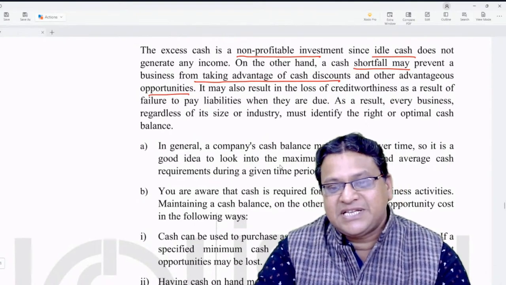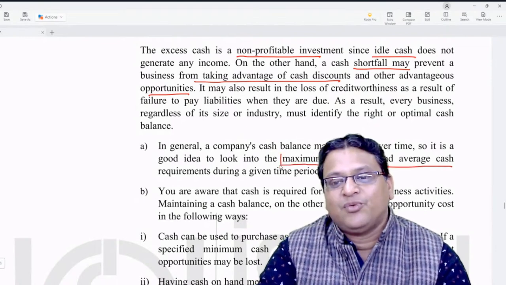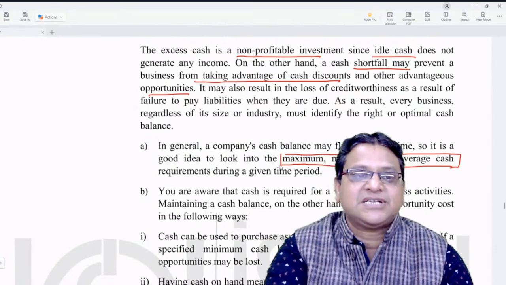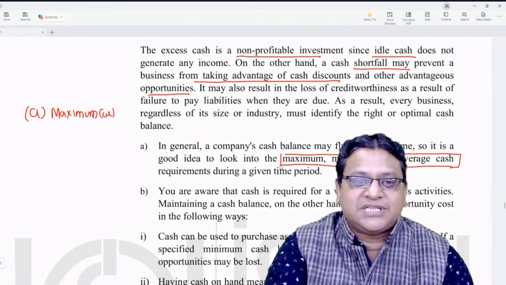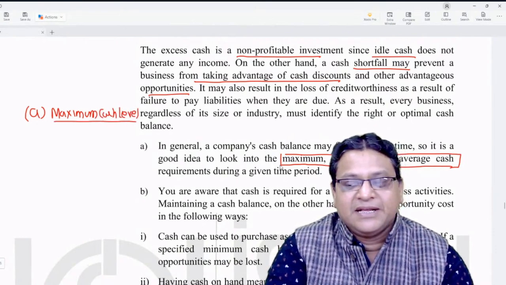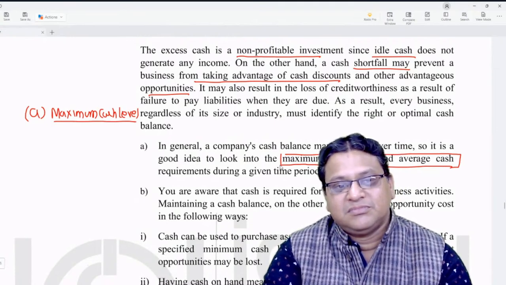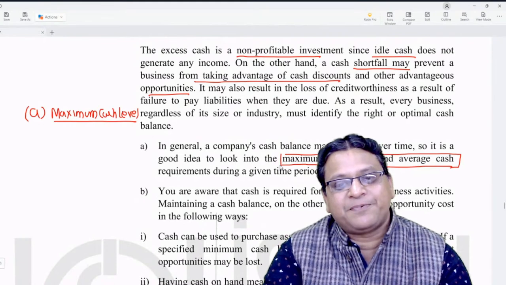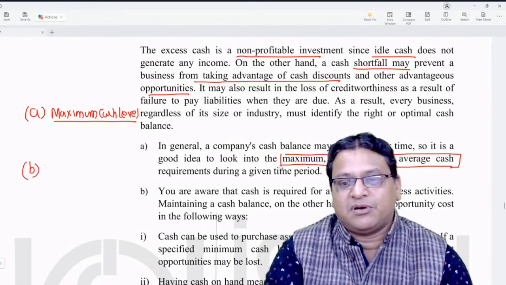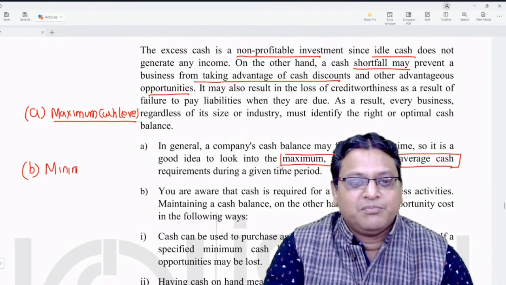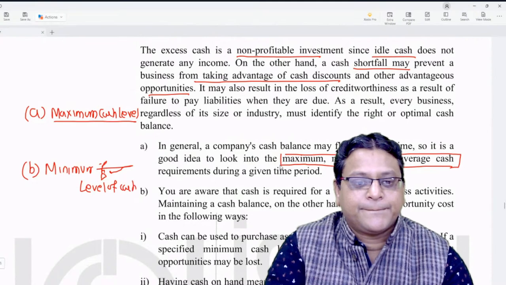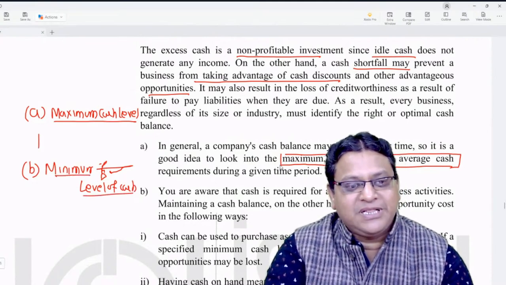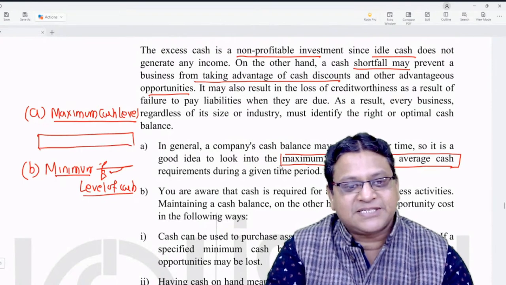So, generally a business prepares three levels of cash. What are the three levels of cash? One level is known as the maximum cash level. Maximum cash level is that level of cash which must be maintained at most. Beyond this, we should not keep money in idle cash form. Then there is the minimum level of cash. There is a maximum level of cash, there is a minimum level of cash, and between them there will be an average level of cash.